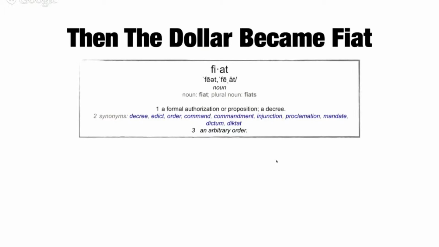And then after a certain period of time, gold became fiat. And fiat's an important word, so I stuck the definition up here. Most people, I didn't know what fiat meant. Along with fungible, I also learned what fiat meant. Fiat is a formal authorization or proposition. It's a decree from the government, right? Edict, order, command, injunction, proclamation, mandate, dictum, whatever you want to call it. It is the government saying this is the way it is because we say it is.